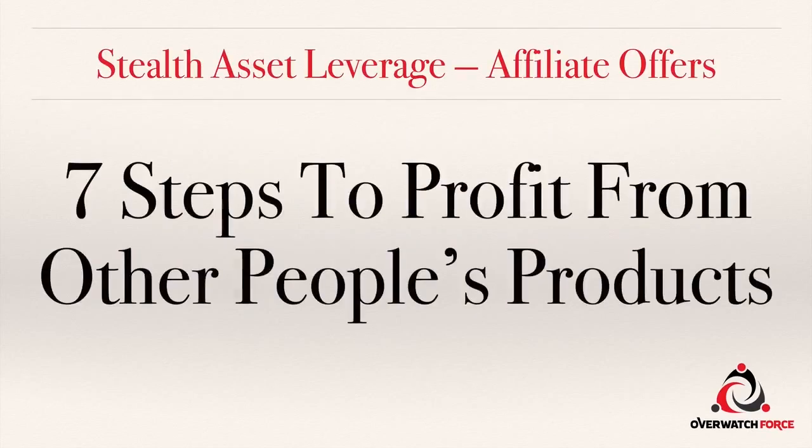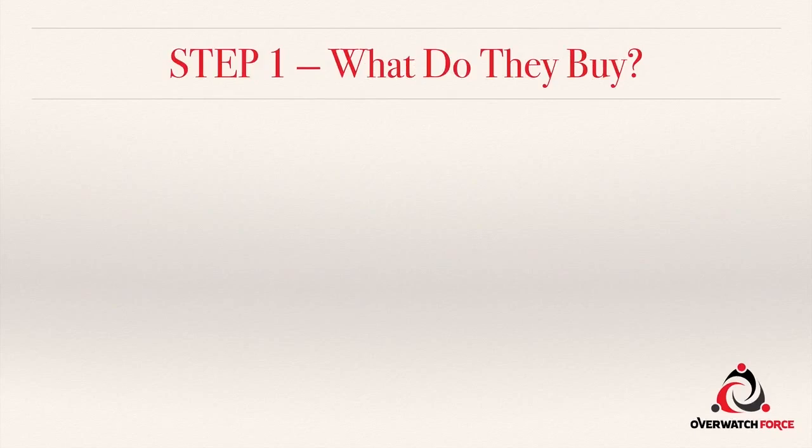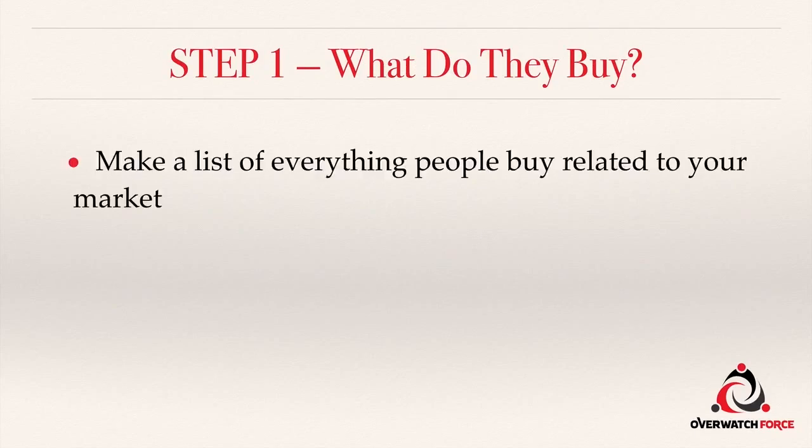So, 7 steps to profit from other people's products. This is going to show you how to actually go out and find stuff to promote. Step 1, you need to ask yourself, what does my list buy? This is the most important question, by the way. Make a list of everything people buy related to your market.